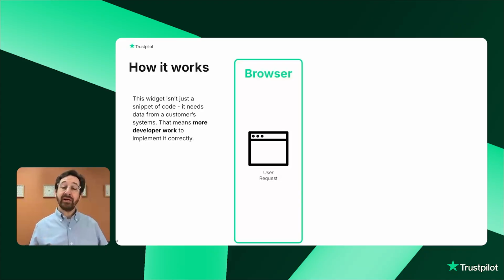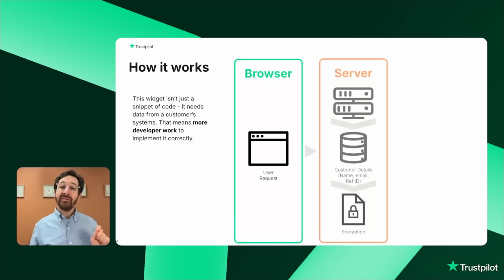Everything begins when a customer visits a website or uses an app, usually in a logged-in experience. On the server side, the system gathers the information Trustpilot needs to create a review. That typically includes the customer's email address, name, and a unique reference ID that represents this specific experience. Before anything reaches the front end, that customer data is encrypted. This ensures the information is protected and can't be read or altered in transit.